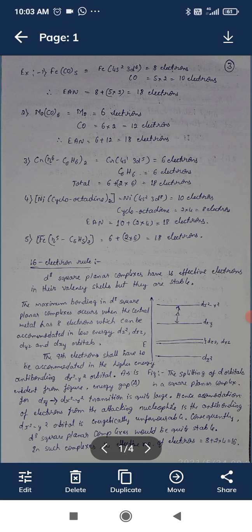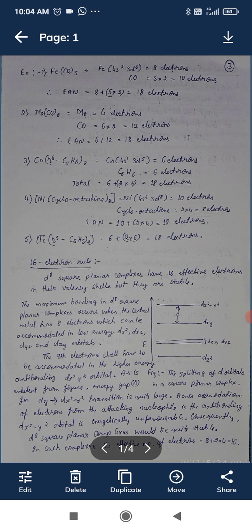pentacarbonyl iron. According to the EAN rule, to count the number of electrons in a given organometallic compound, two things you have to consider here. One is the outermost shell. The outermost shell includes (n minus 1)d, ns, np. So you have to keep this in mind while counting the number of electrons in a given organometallic compound.